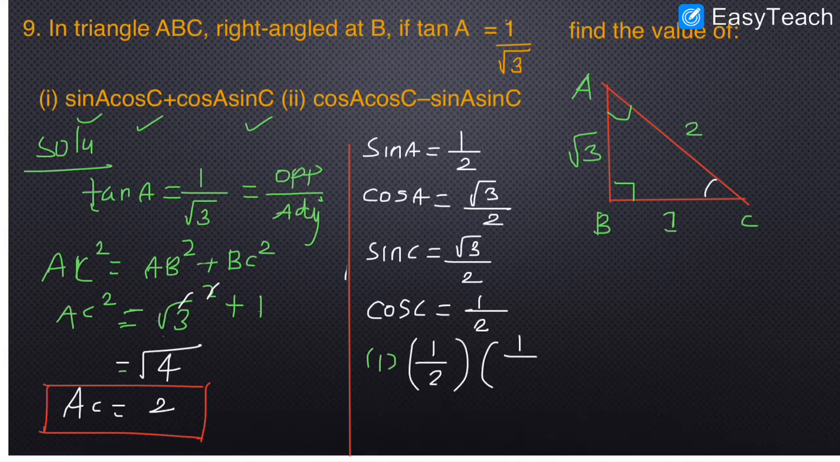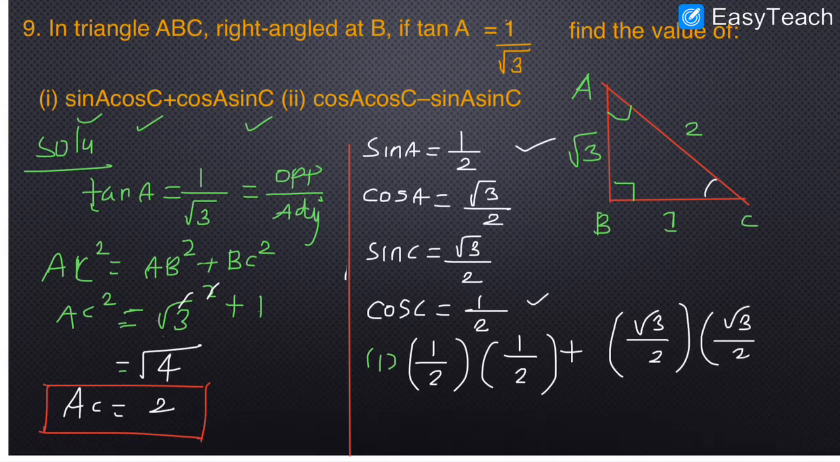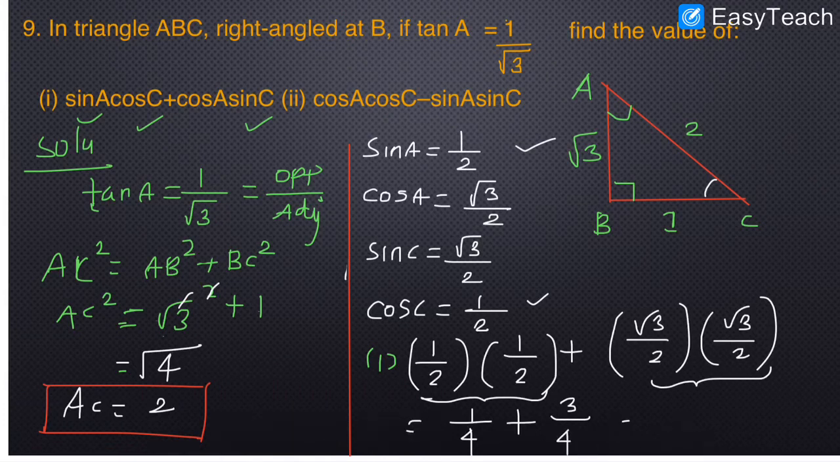For sin A cos C, 1 by 2 into 1 by 2, plus cos A sin C. So, cos A is root 3 by 2, sin C is root 3 by 2. So, let us multiply these two. So, 1 by 4 plus, these two, let us multiply. So, root 3 into root 3 is 3, and the denominator is 4. So, 4 is the common denominator now. So, 1 plus 3 equal 4. If we cancel out, the answer is 1.